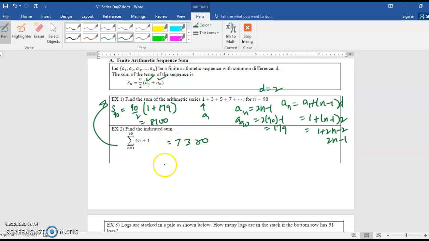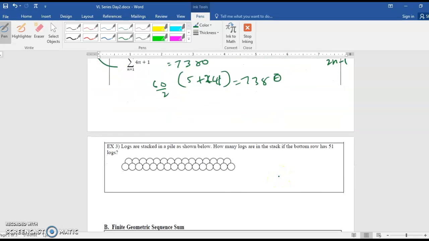You could also do 60 over 2 times the first term and the last term. You just have to substitute 6 in that, and you'll get the same answer, 7380. Okay, so here I'm going to leave you with a clue for this particular question.